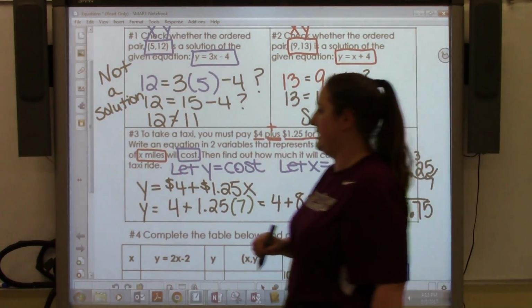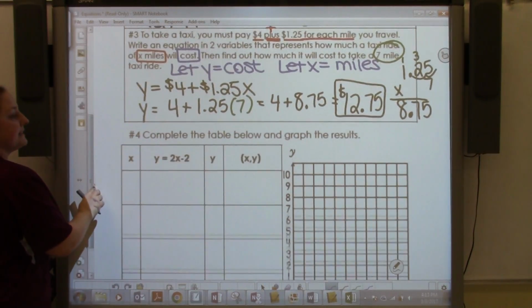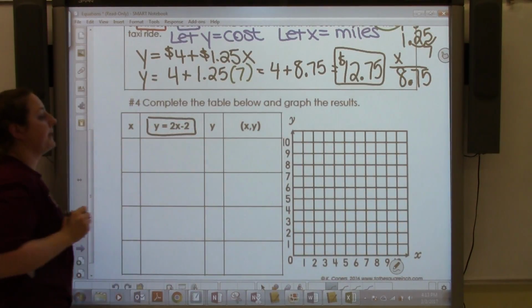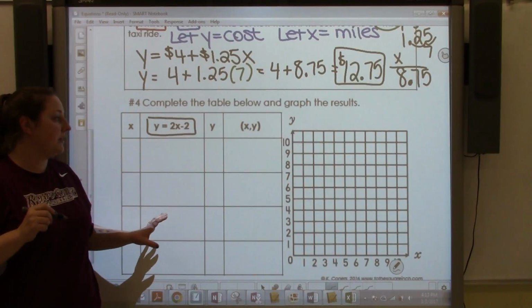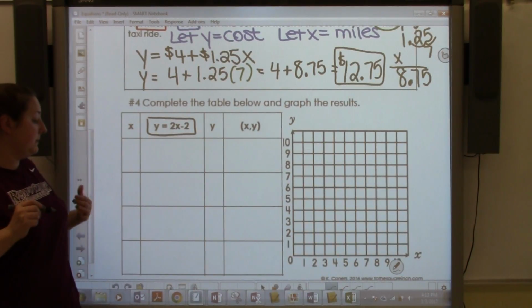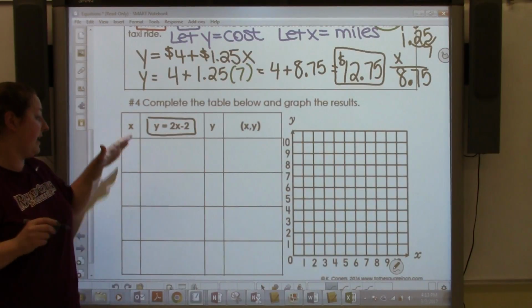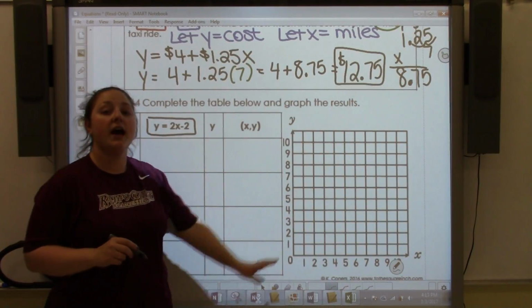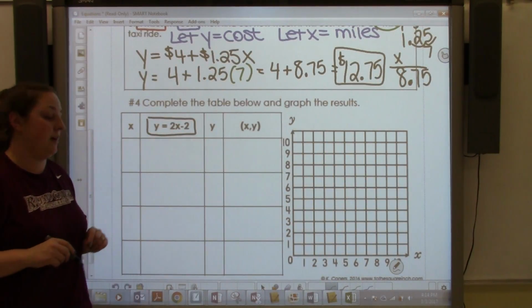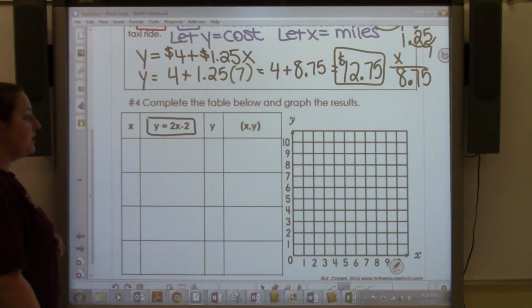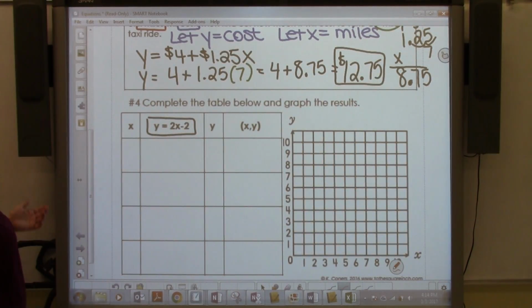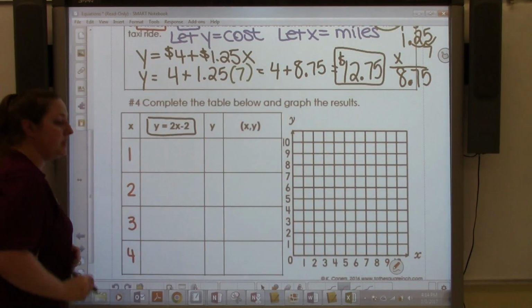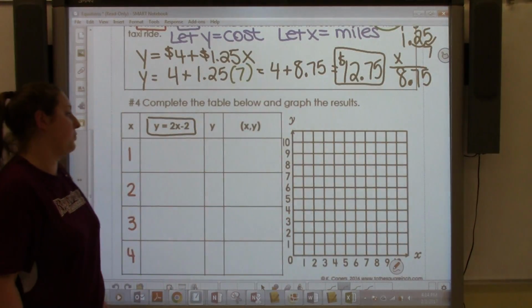Last but not least, let's take a look at number 4. We're asked to complete the table below. So we're given the equation y is equal to 2x minus 2. Now your answers might work out a little bit different than mine, only because it's going to depend on what numbers you chose to put in place of x. No matter what, the line that I draw should include the points that you have on your paper. So why don't we use, let's make our lives easy. Why don't we use 1, 2, 3, and 4? But you could have chosen any number that you want.